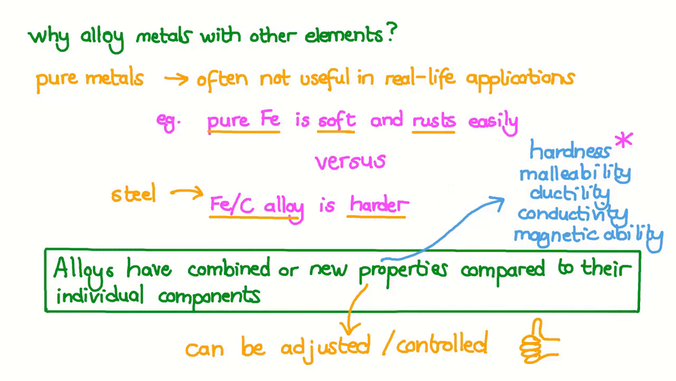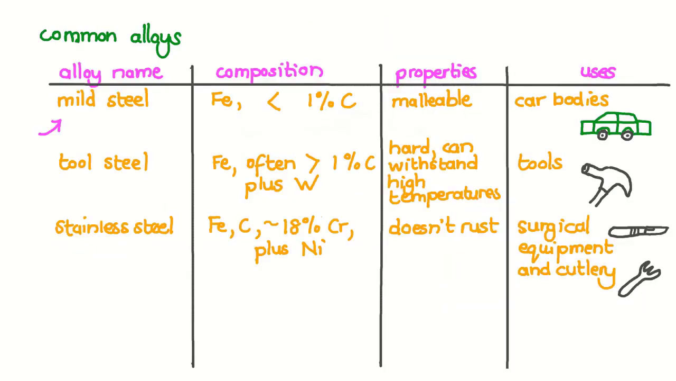Let's have a look at some common alloys. 3 types of steel are mild steel, tool steel, and stainless steel. Mild steel with a low percentage of carbon is quite malleable and is good for use in molding car bodies. Tool steel contains a higher percentage of carbon plus usually other elements like tungsten. This makes it very hard and tough even under high temperatures, which is perfect for use in high-strength tools such as hammers and drill bits, which undergo a lot of friction during their use.